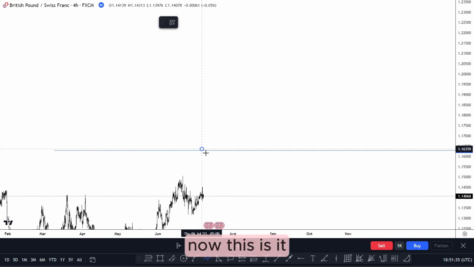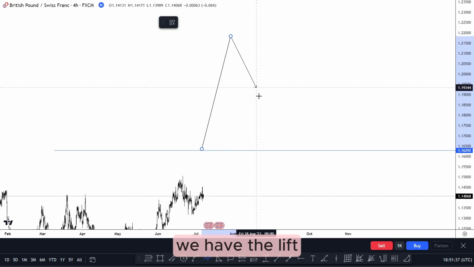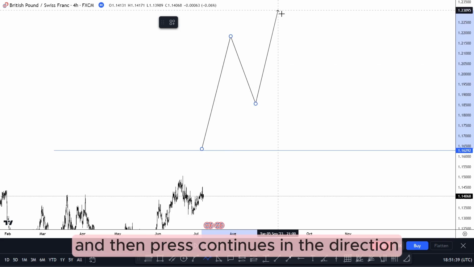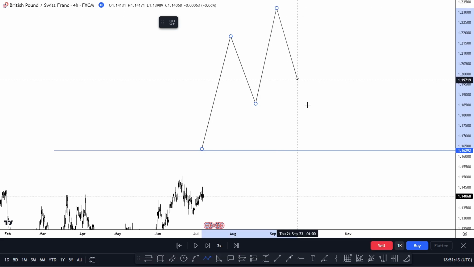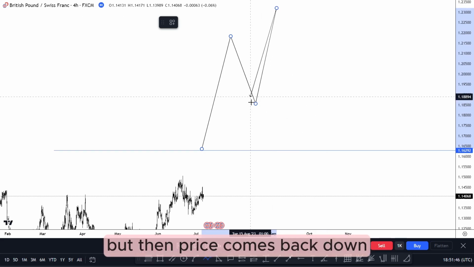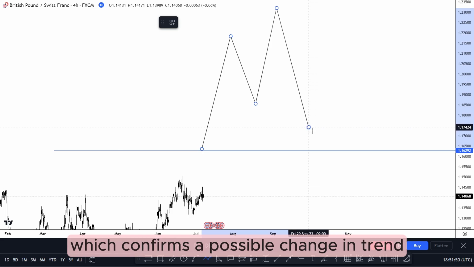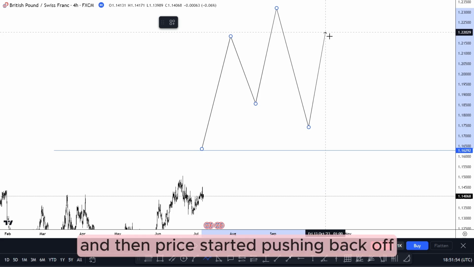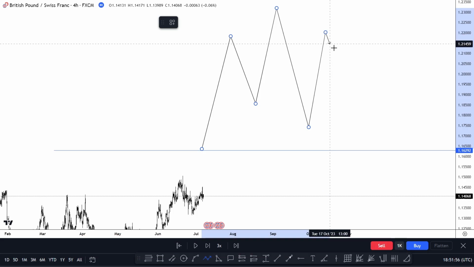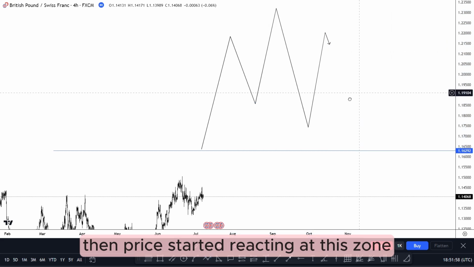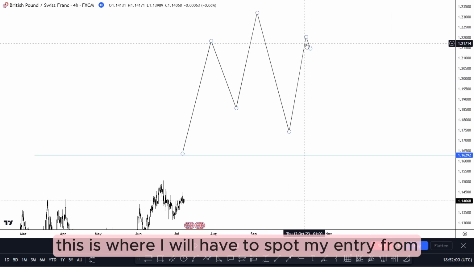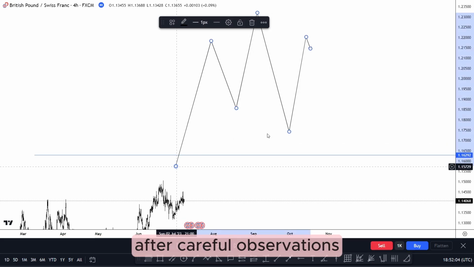Now this is it. We have the start, the lift, and then price continues in the direction, but then price comes back down and breaks this low to create a new low, which confirms a possible change in trend, and then price started pushing back up. Then price started reacting at this zone, and this is where I'll have to spot my entry from after careful observations.